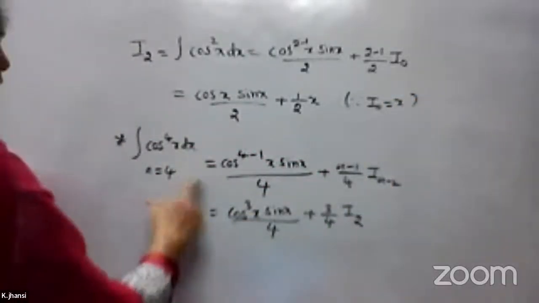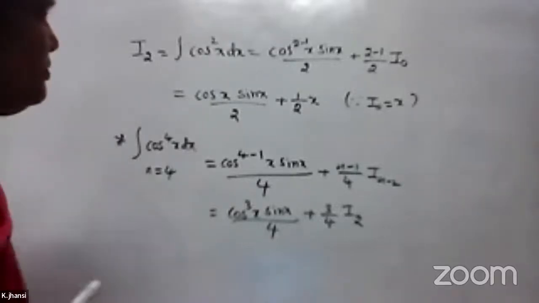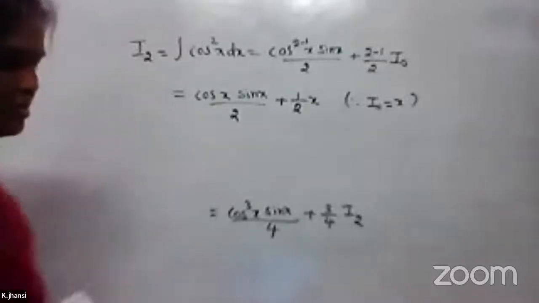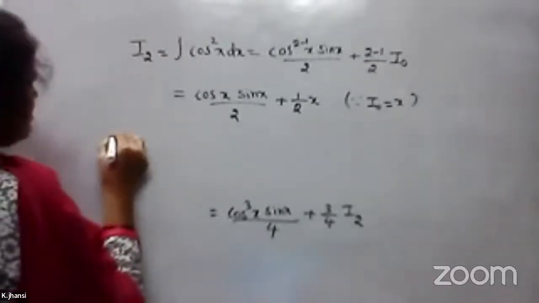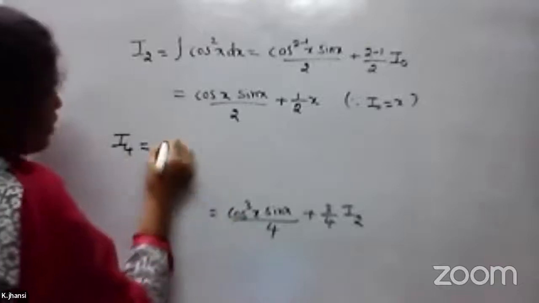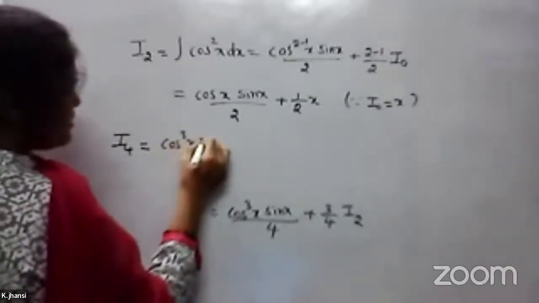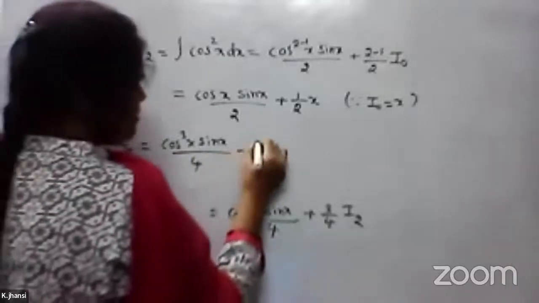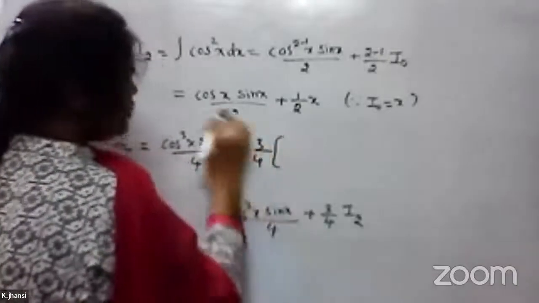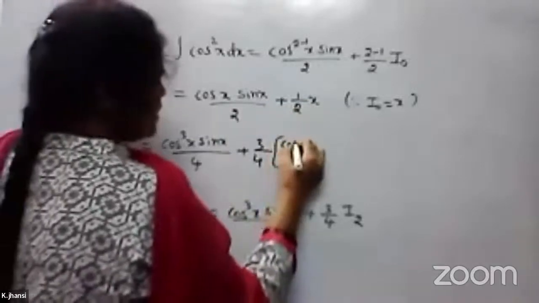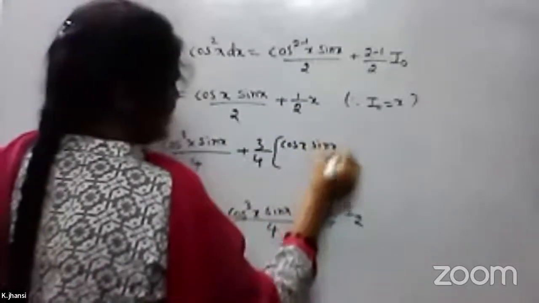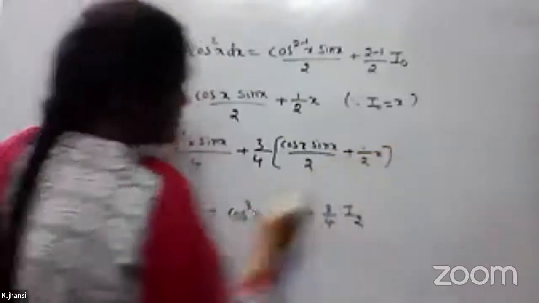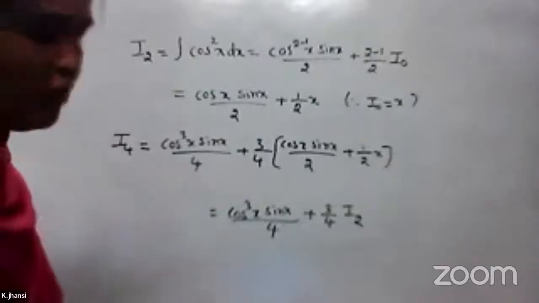So now substitute in this one. So I4 is equal to cos cube x sin x by 4 plus 3 by 4. What is our I2 value? This is our I2 value. That is cos x sin x by 2 plus 1 by 2 into x. Now you multiply with 3 by 4.